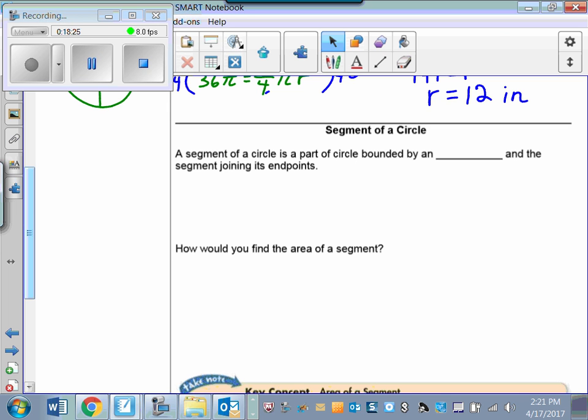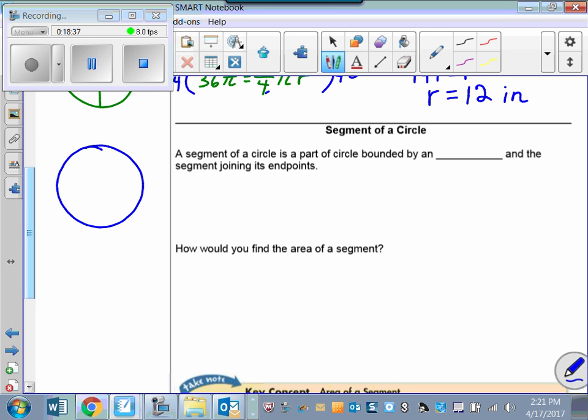Okay, so finally, let's talk about a segment of a circle. I know when you think a segment, you think of a line segment, but this is a little bit different. When we talk about a segment, it's a part of a circle that's bounded by an arc and the segment joining its endpoints. Okay, so here's the arc and here's the segment. So this little part right here is a segment. That's a segment of a circle right there. So you got a sector.